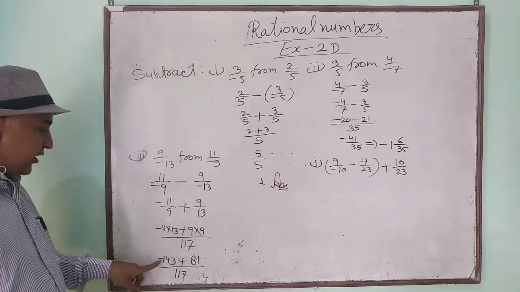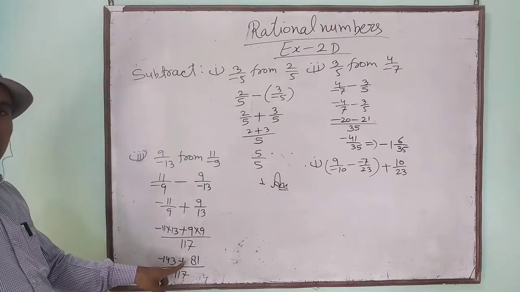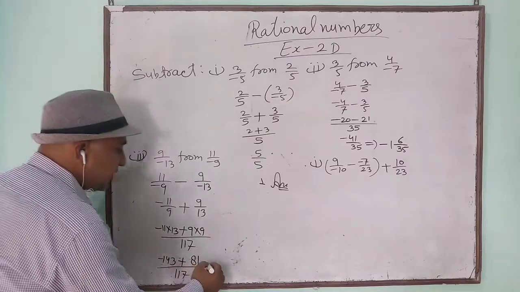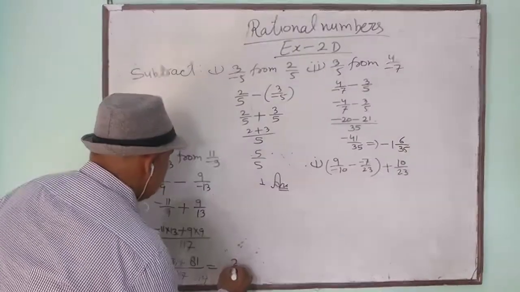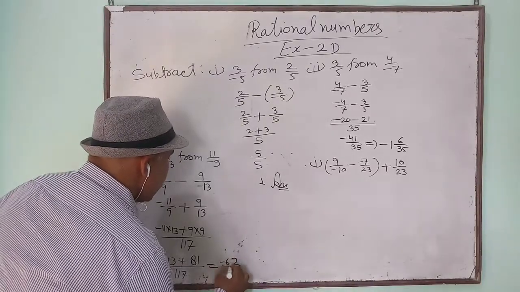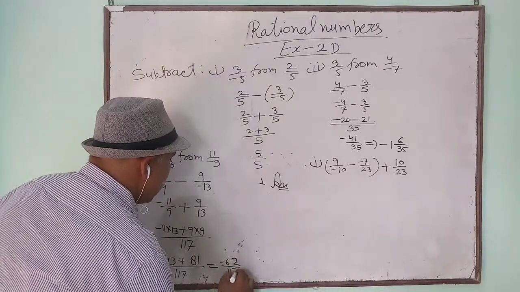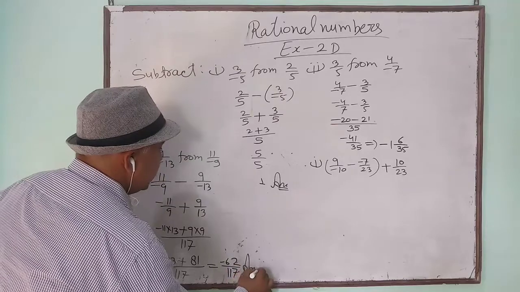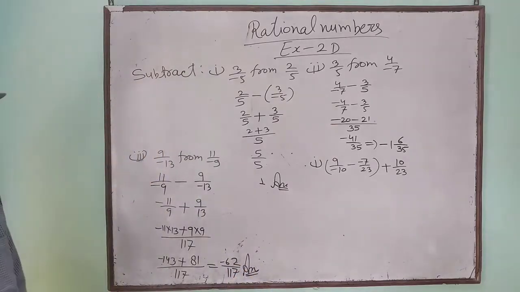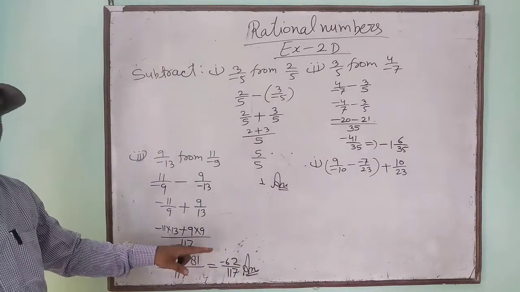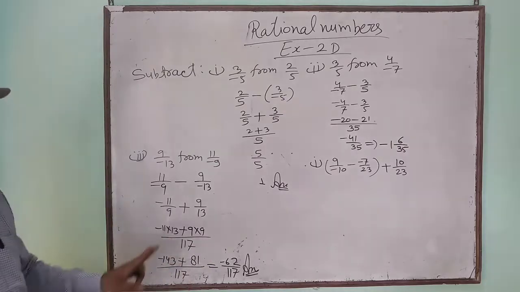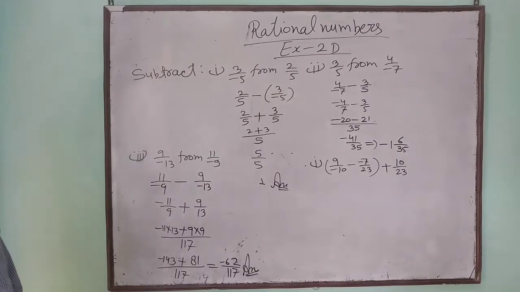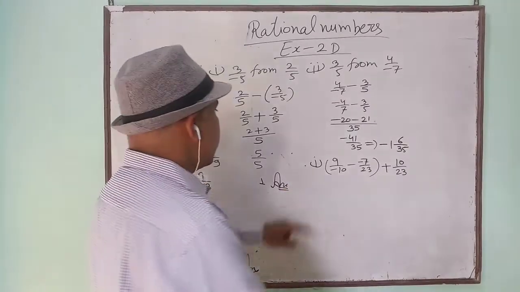Now see, 143 is negative, 81 is positive. So here subtraction will take place. Minus 62 upon 117, and it will be your answer. Check whether both the numbers are divisible by any other number or not. It is not divisible. So this will be your answer. Okay. Now see the last question.